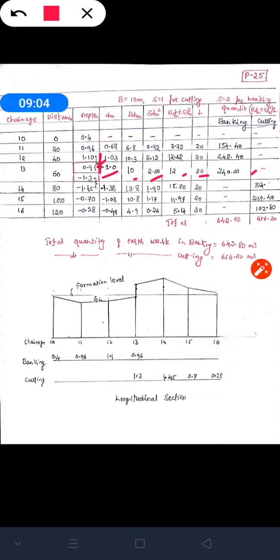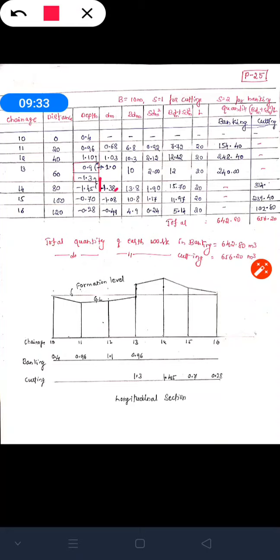In that same chainage it is changing from banking to cutting. So for that what we need to do, we should consider minus 1.3 here. For this minus 1.3, I should take the average, but here we should not take the average of the top one again, we should take the average of the next chainage. So minus 1.3 and minus 1.45, then I got 1.38, because it is changing from banking to cutting.